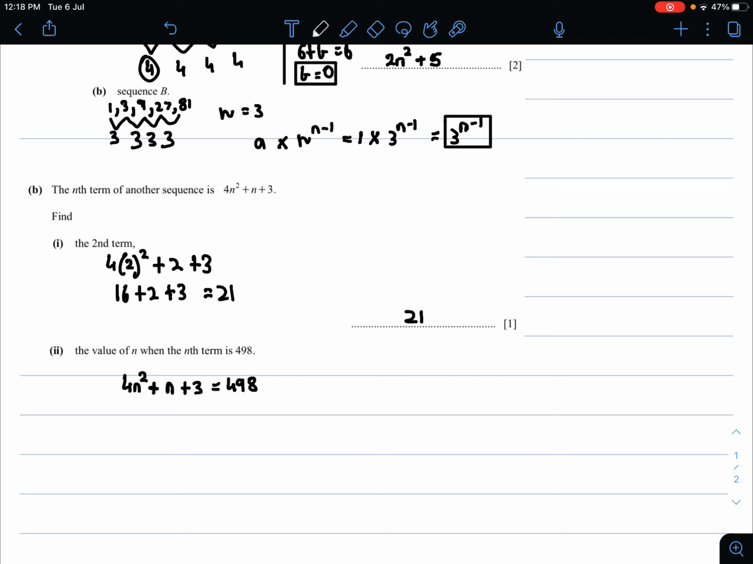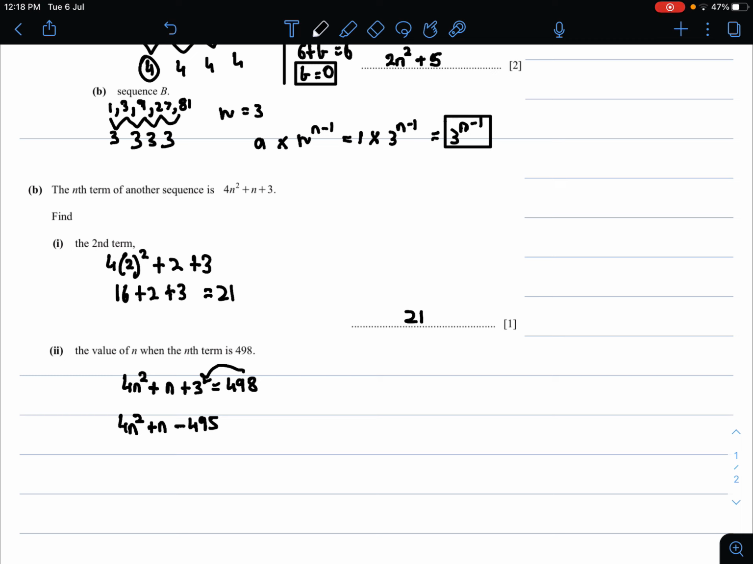and therefore you can move the 498 to the other side of the equation. Positive becomes negative when you move it from one side of the equation to the other. So 4n square plus n minus 495, because positive 3 minus 498 will give you a negative 495, is equal to 0.